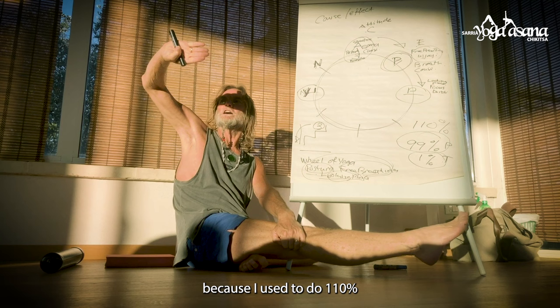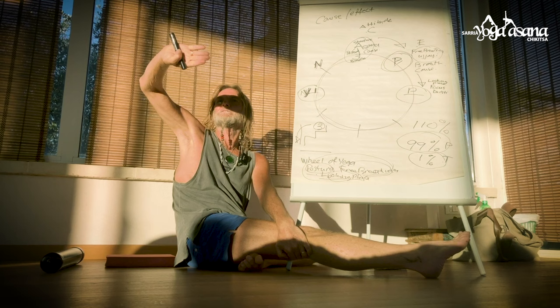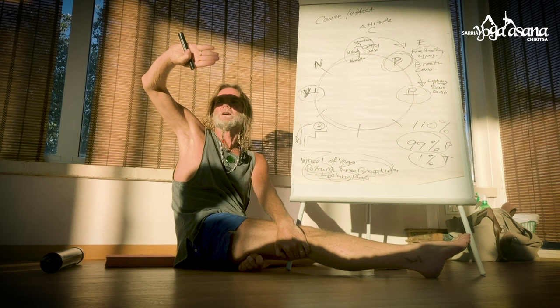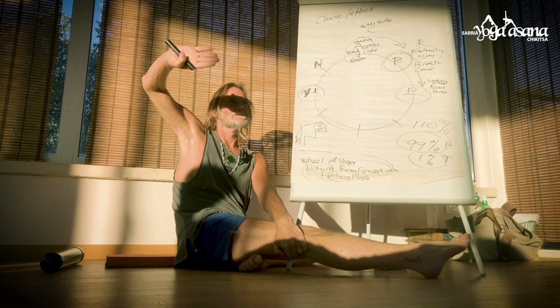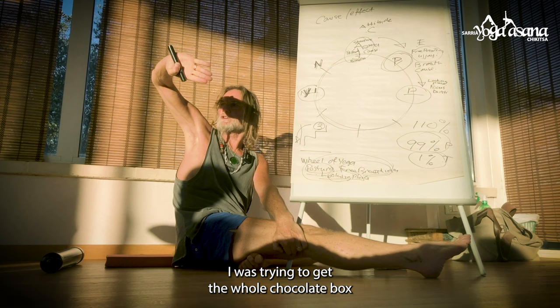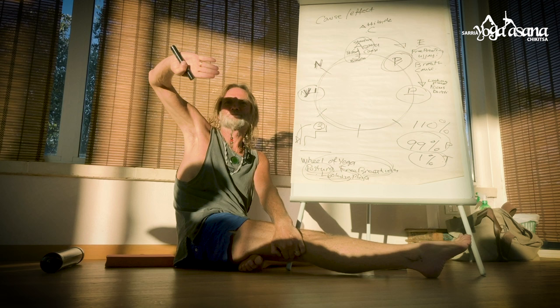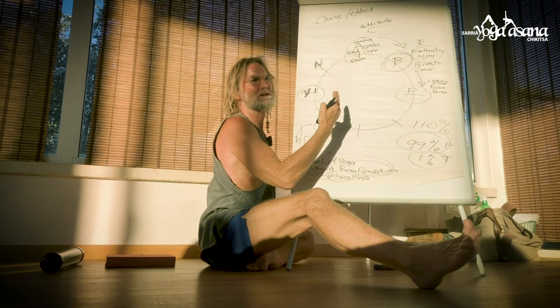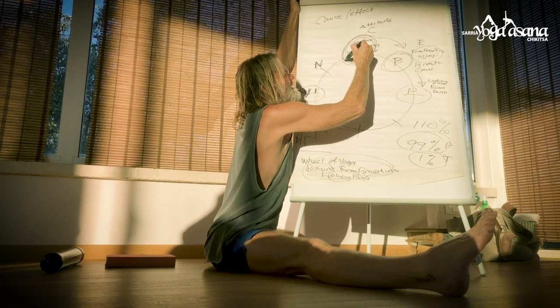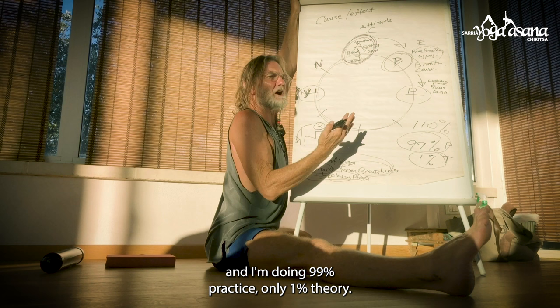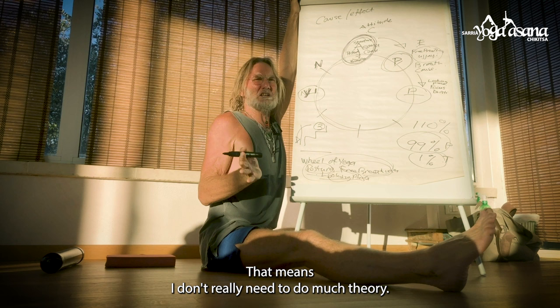Because I used to do 110% practice, meaning I would practice twice a day. And while I was practicing each time, I was practicing more than 100% because I was wanting to achieve. I was wanting to attain the next pose, the next series. Even before I knew there was a next series, I was trying to get the whole chocolate box on day one. Okay, so if we make this a graph, I'm going to make this a graph that if I was saying that at first, asana for me was where I'm starting and I'm doing 99% practice, only 1% theory. That means I don't really need to do much theory. I'm just going to do the practice. And if I put my focus, it was sort of here.